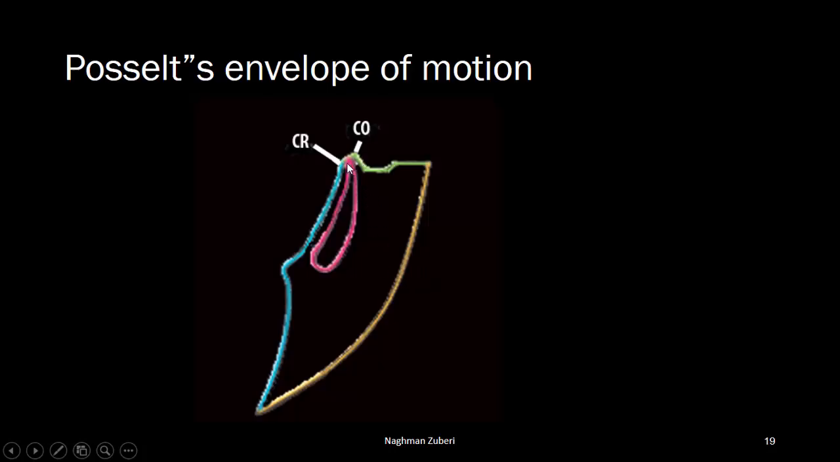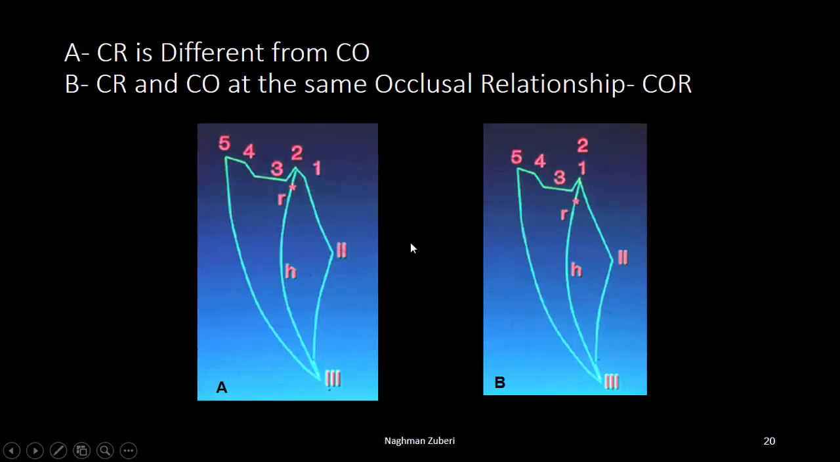The movement of the mandible during chewing is represented by the Posselt's envelope of motion. Teeth come in contact only for a very short period of time, from here to here. And if there is no shift of the mandible, then this area is not present in the Posselt's envelope, like this.